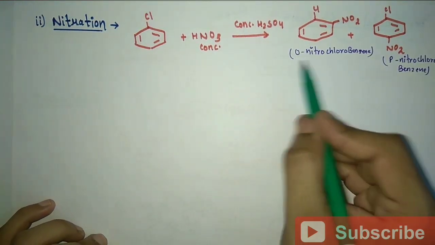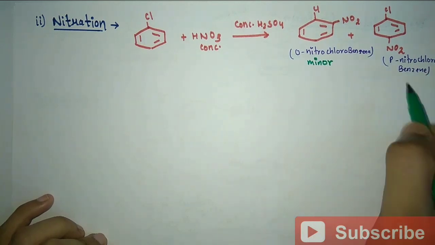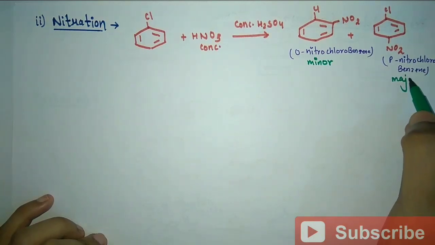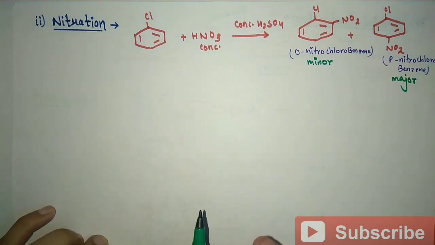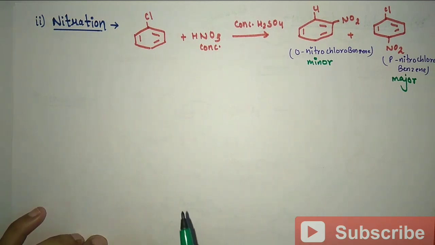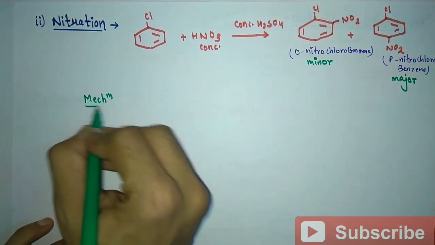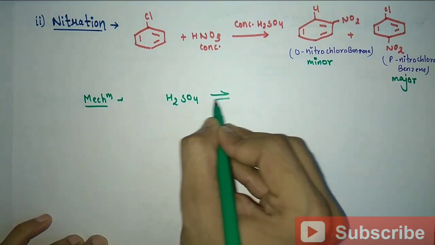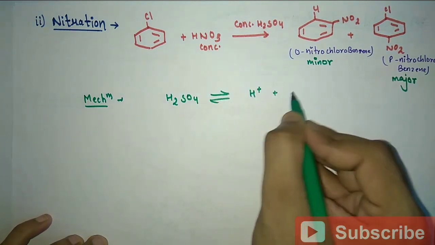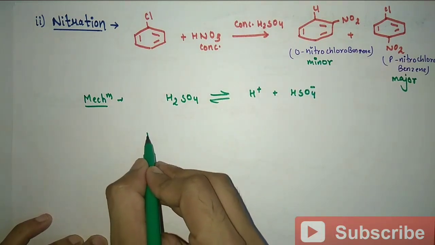So this is our ortho nitrochlorobenzene and this is minor, and this is our para nitrochlorobenzene and this is our major product. I will only tell you the generation of electrophile, and the rest of the mechanism will be same as in case of the halogenation. Now let's see the generation of electrophile. This is our H2SO4. It will give H plus and HSO4 minus. This is our nitric acid.